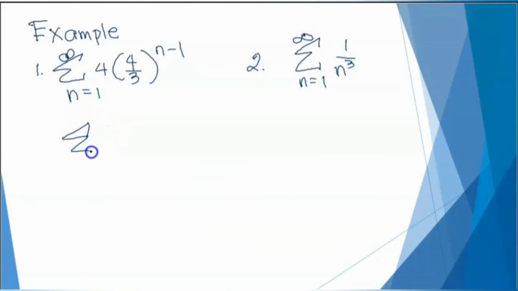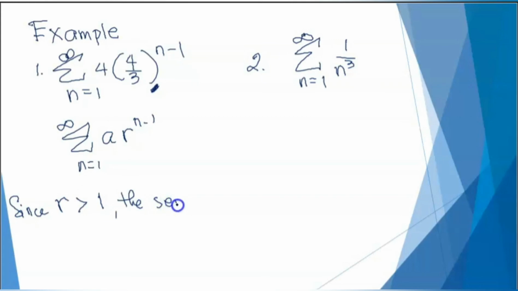Remember the geometric series, it's the summation of a times r raised to n minus 1. N ranges from 1 to infinity. So this is geometric. All we have to do is to refer to the value of r. So for this case, r is greater than 1. It's 4/3, which is greater than 1. So since r is greater than 1, we may say that the series is divergent.